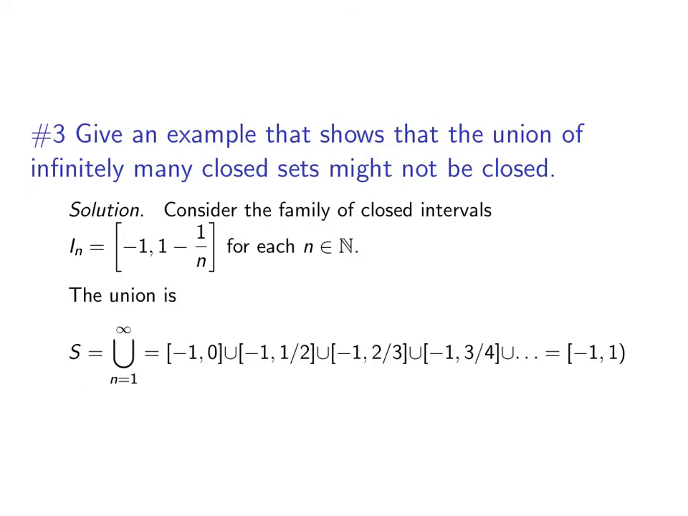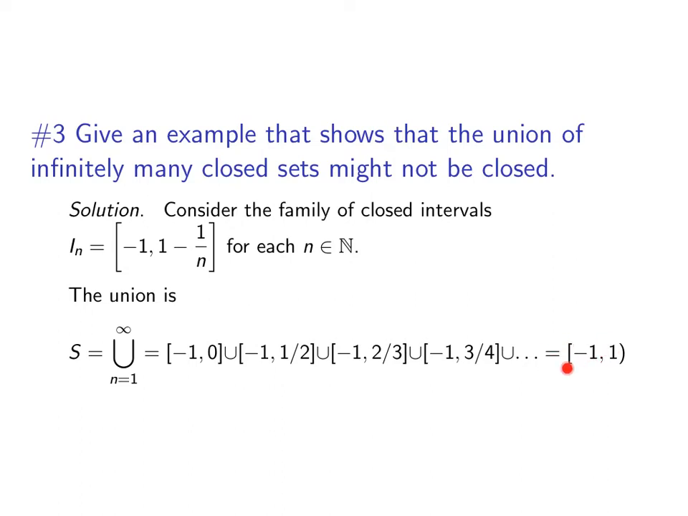Those closed intervals look like this. So when n is 1, this will be 1 minus 1 is 0. So this is the closed interval -1, 0, union closed interval -1, 1/2. That's what this would be. If n was 2, closed interval -1, 2/3, closed interval -1, 3/4, and so on.